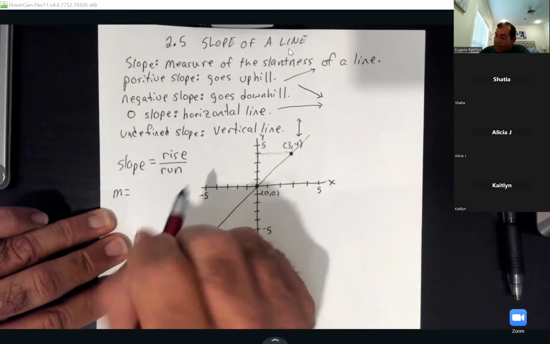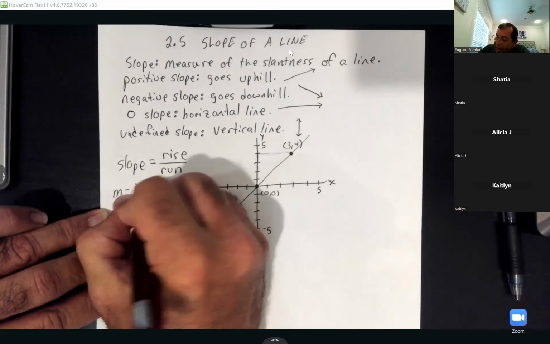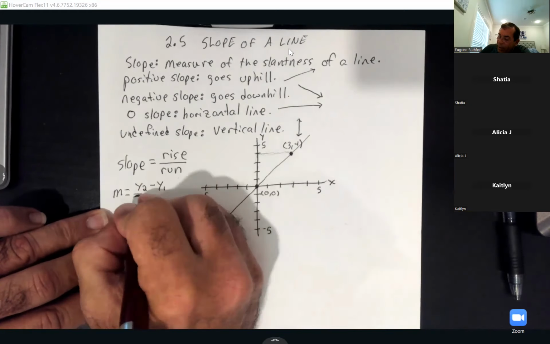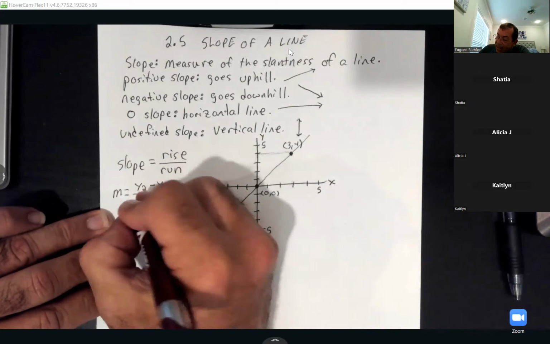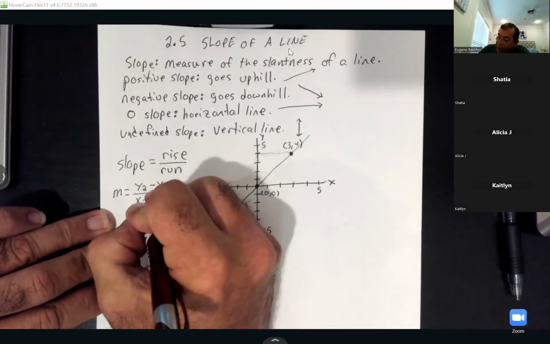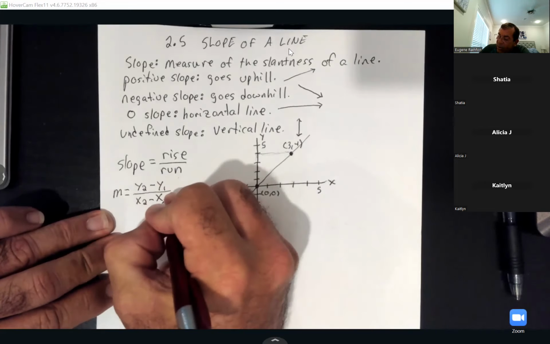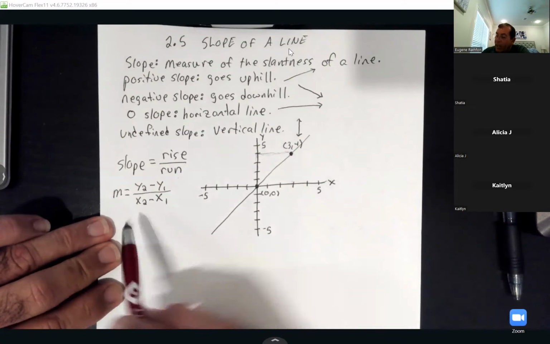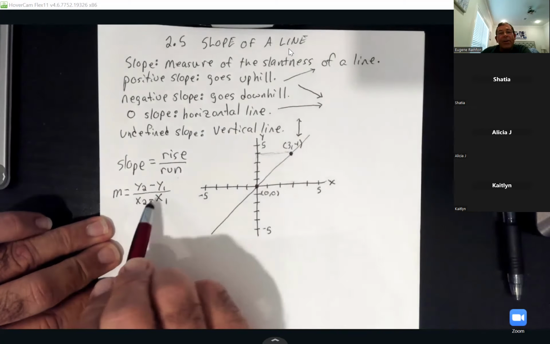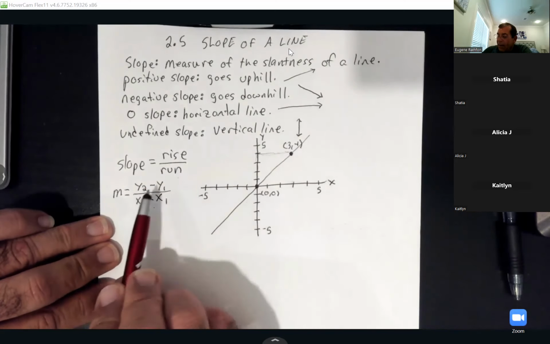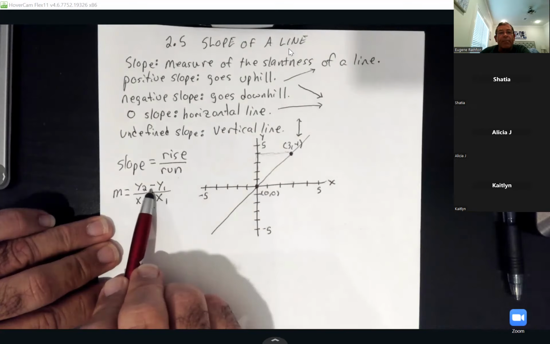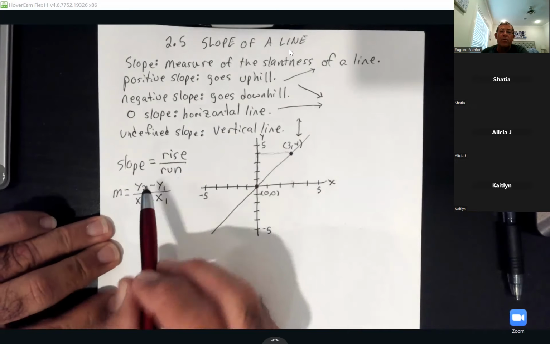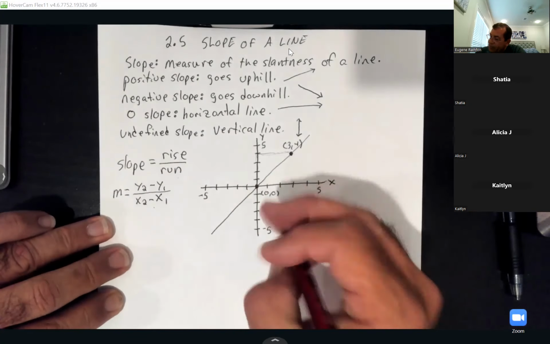To get the rise, we take the y value of the second point minus the y value of our first point. Then we divide by the x value of the second point minus the x value of the first point. Now, if x1 and x2 are equal, like a vertical line, that's how you get the undefined slopes, okay? And if the top numbers are the same, that's how we would get the horizontal lines that would give me a zero slope. So let's play with this one.